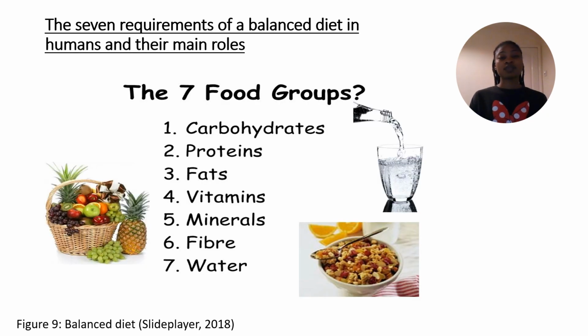A balanced diet provides the body with all the components it needs to function properly by ensuring that the macronutrients and the micronutrients are consumed in a proportion that is favorable to our body. The following are the 7 essential components of a balanced diet: carbohydrates, protein, fat, vitamins, minerals, fiber, and water.